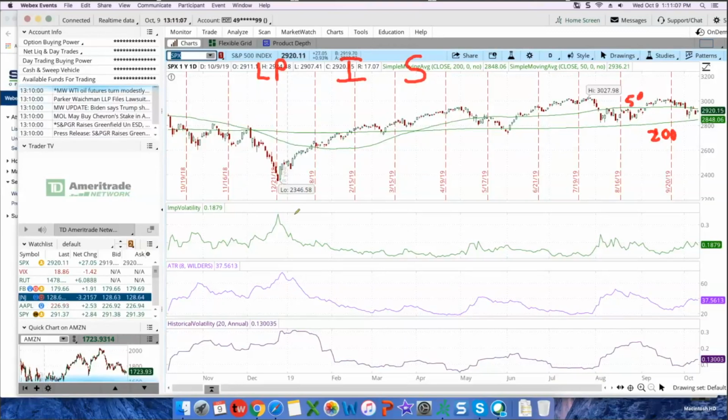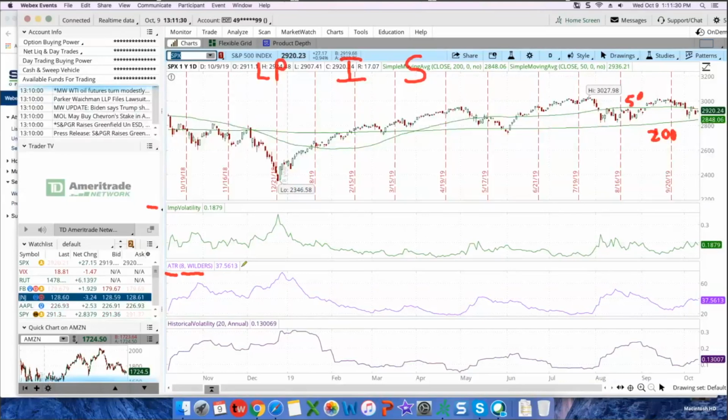Simple moving average. This is the implied volatility here. Again, these are over a year. This is the implied volatility, which is going to be about the same as the VIX, since we're looking at SPX. This is called an 8-day Wilders. And all that is telling you, it's showing you the width of the high and the low each day, right?